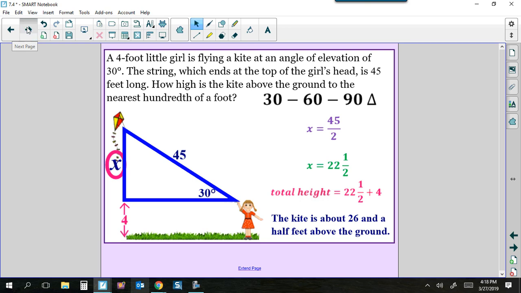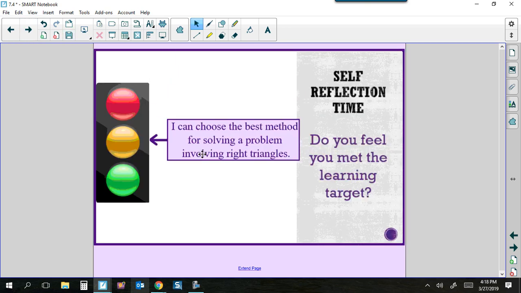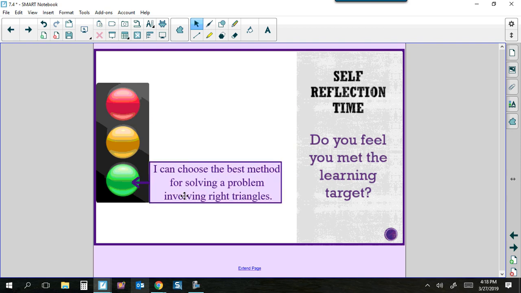All right. So that is it. Hopefully you can choose the best method. I'm a huge fan of special right triangles, as you can see. And make sure you turn to page 36 as soon as you're done watching the video and see if you can label or describe the angles of elevation and depression based on the two pictures.